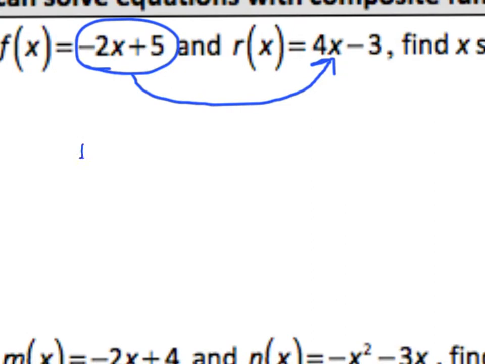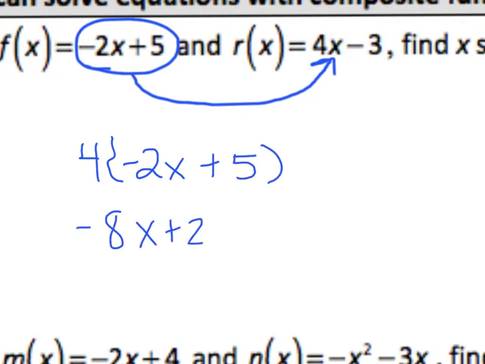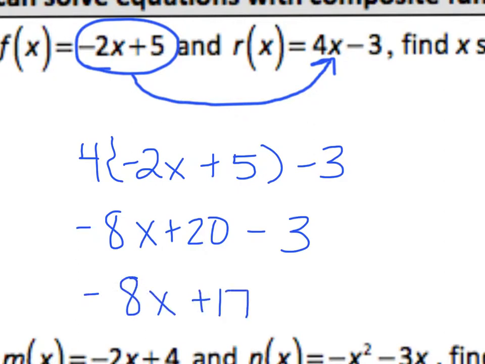So it will be 4 times negative 2x plus 5. So this will be negative 8x plus 20. Oh, whoops, I forgot the minus 3. Thanks for catching that. This will be plus 17.